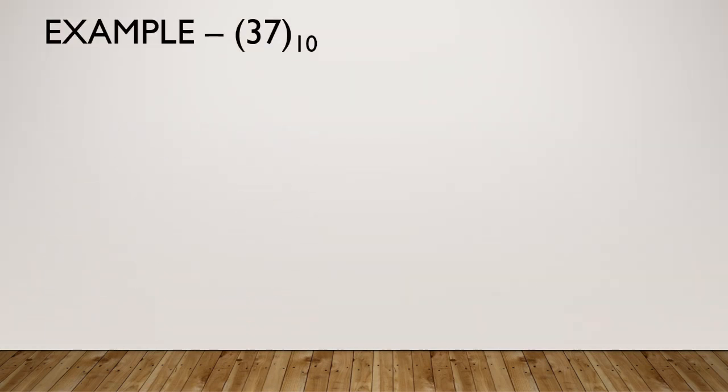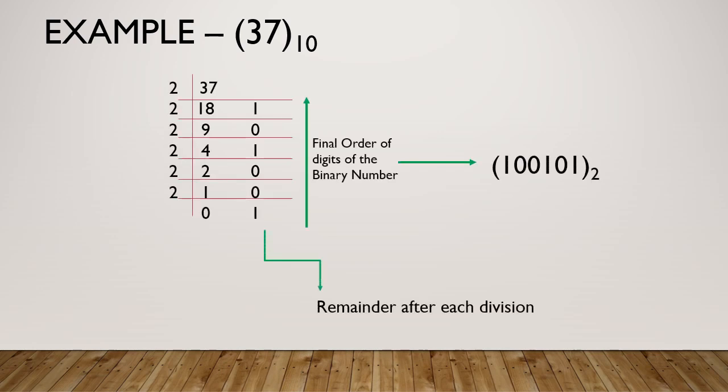Let's see an example. Suppose I have a number 37, which is the decimal number. We start dividing it by 2. Once we divide 37 by 2, we get 18 as the quotient and 1 as the remainder. The second step says divide the quotient again by 2. We divide it and we get 9 as the quotient, 0 as the remainder. Repeating step 2, divide 9 by 2, we get 4 as the quotient, 1 as the remainder.